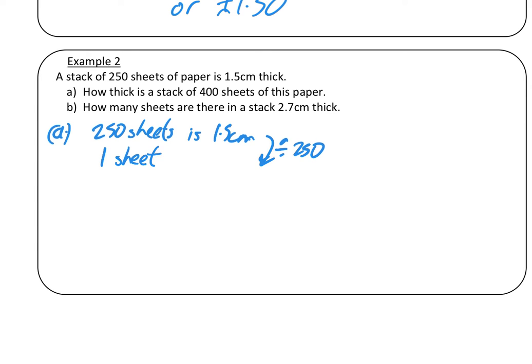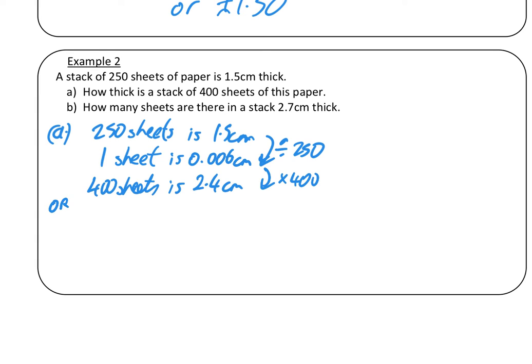And if you do that on your calculator, 1.5 divided by 250 works out to be 0.006. And then to get up to 400 sheets, you're just going to multiply that by 400. 0.006 times 400 gives you 2.4, and that's going to be centimeters.